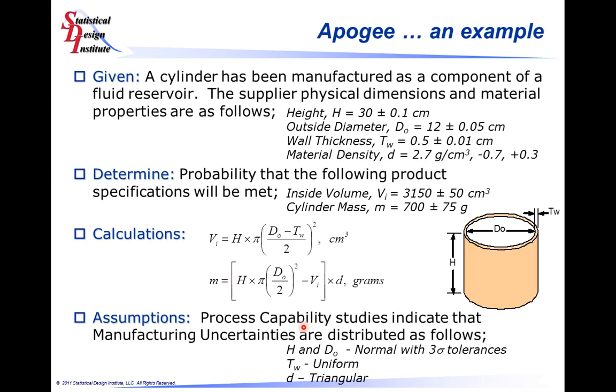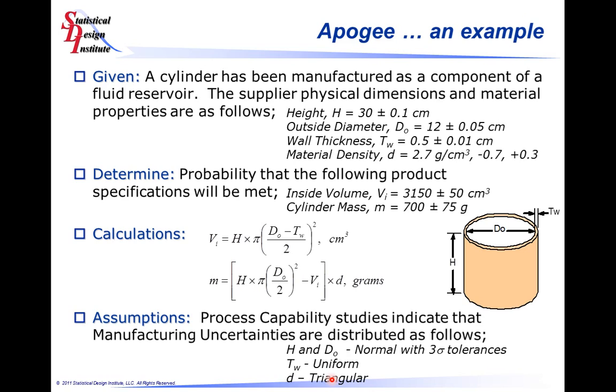Okay, so we've done the capability studies. We know how closely we can manufacture the height, the outside diameter, the wall thickness, and how we can control the material density through those processes. We're going to assume that each of these variations that we've defined with tolerances is normal, or at least the height and the outside diameter are normally distributed based on 3 sigma tolerancing. The wall thickness will be uniformly distributed, and the density will follow a triangular distribution.